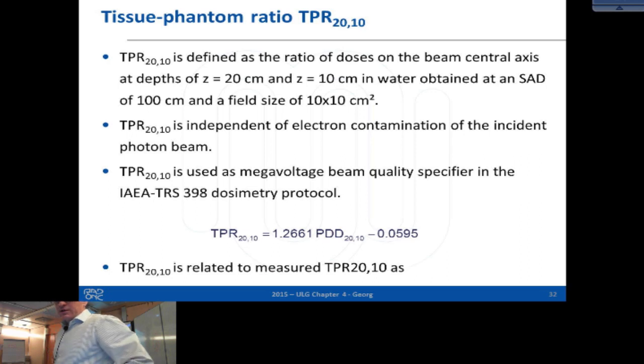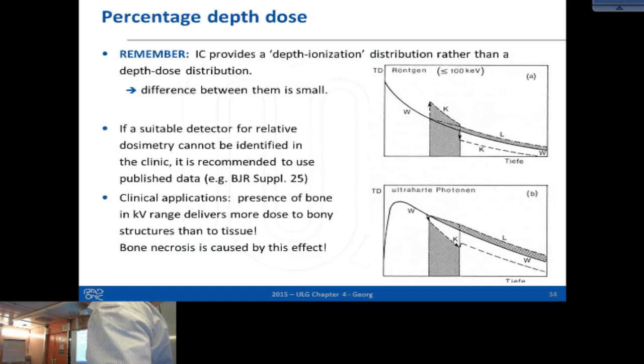What I didn't mention, that's why I put that in, there are also some relations between PDDs and TPRs. So if you measure on an accelerator a percentage depth dose curve, you can calculate that back to a TPR if you don't want to measure TPR. So there are some relations between these parameters. And then there is something else that we need to keep in mind.